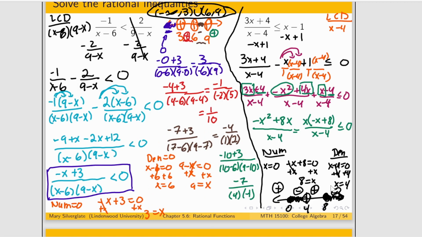So my final answer, I'm just going to write it above because I'm running out of room down there, is I go from 0, including, to 4, open parenthesis, and then 8, including, to infinity. And all of those are our negative solutions.